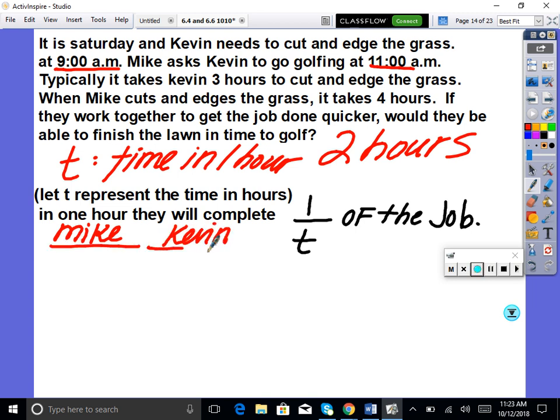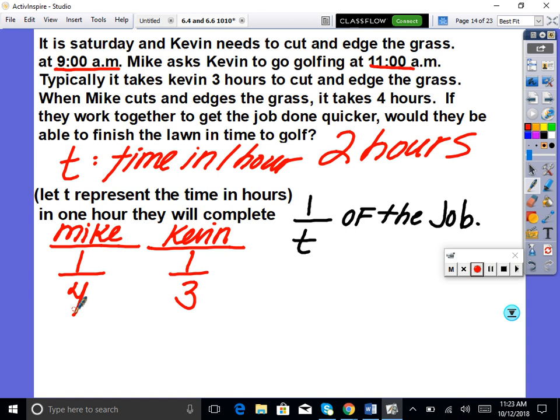If Kevin does the job by himself, how many hours will it take him? 3 hours. So think about it. In just 1 hour, won't he only be a third of the way done with the job? If it takes him 3 full hours to finish, only a third of the way. Now Mike, he gets it done in 4. So in 1 hour, won't he be a fourth of the way done? So now, 1 over T is the time of the job. We don't know the time of the job, right?